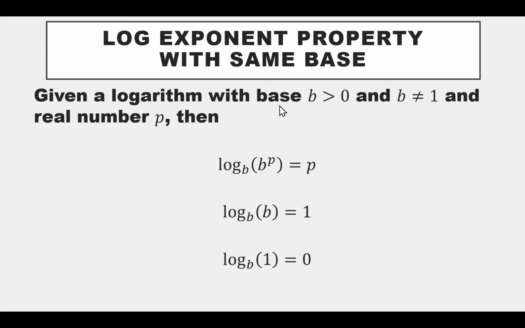So given a logarithm of base b, again, b is positive and not equal to 1, and any real number p, then if we take log base b of b to a power, we're asking what power do I raise b to get b to that power? The obvious answer is the power itself, p. So this is just equivalent to saying b to the p power is equal to b to the p power.